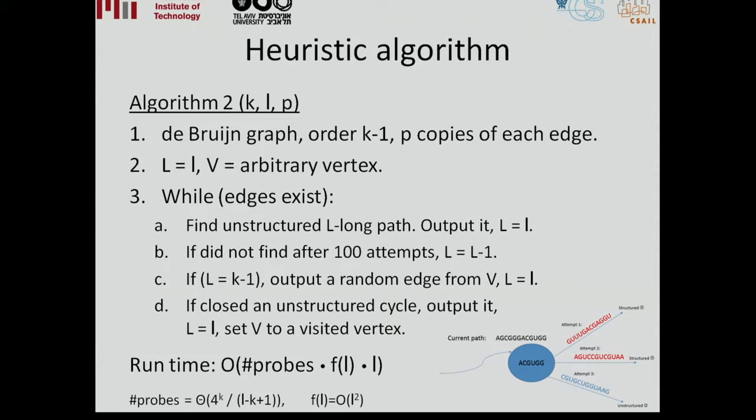In the end, the running time that we get is proportional to the number of probes times the running time of the secondary structure prediction algorithm, which is usually bounded by L squared, where L is the length of the sequence, times L, because this is the number of extensions or shortenings that we might do for each probe. The number of probes is in the order of 4 to the k.